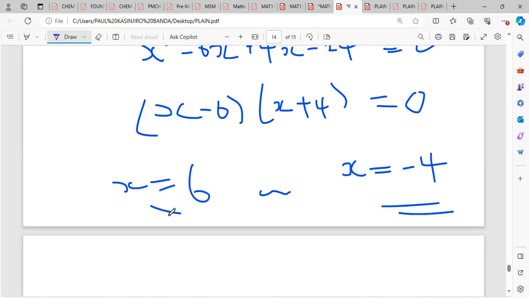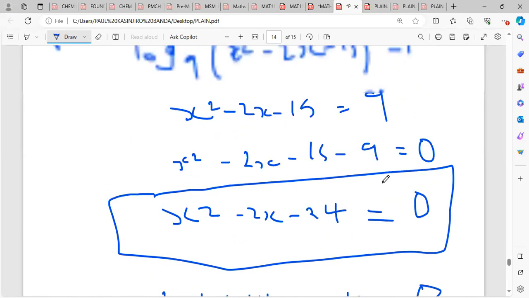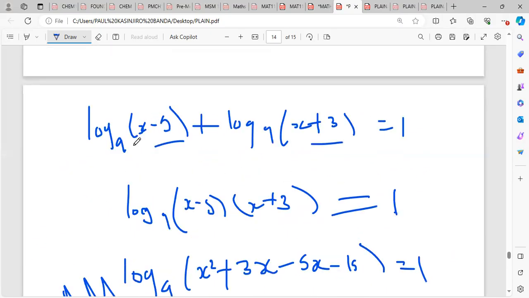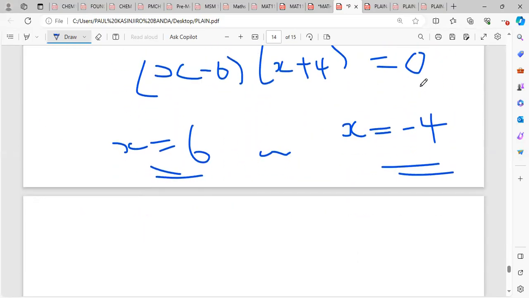So these are logs. Whenever you're dealing with logs, you have to test your numbers. This 6 will work properly, but will the minus 4 work? So you go back to your equation and input the minus 4. If you put minus 4 there, you're going to have a minus 9. If you put a minus 4 there, you're going to have a minus 1, and you can't find the log of a negative number. So this answer we're going to discard it. Our only answer there will be that x is equal to 6.